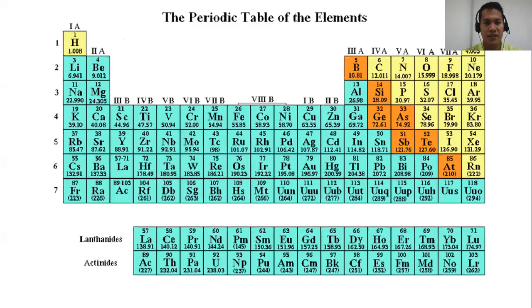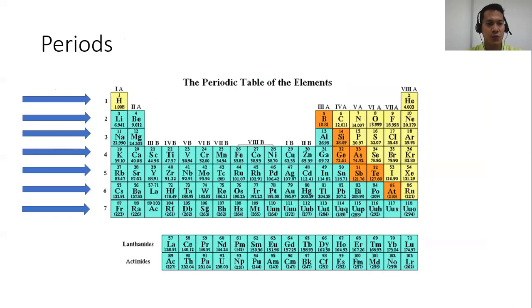Okay, so this is our periodic table. Nothing so special, just a regular periodic table. So today I'm going to teach you how to read period and how to read group. I'm assuming that you already know the atomic number, atomic mass, and the chemical symbol. Okay, so the first one, let's talk about the period or periods.